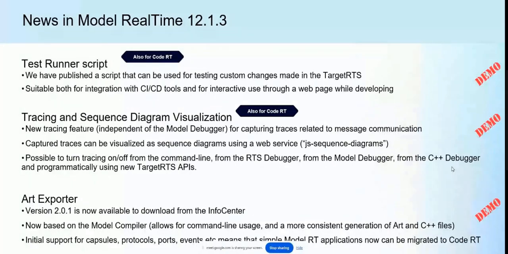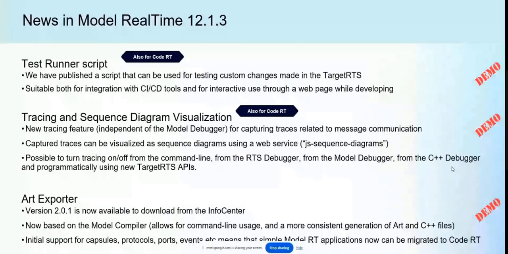So it's implemented purely in the target RTS, and it captures traces related to message communication, because that's what you show in these diagrams. Right now, we rely on an external web service called JS Sequence Diagrams for visualizing the trace. And you can turn this tracing on and off in a variety of ways, including the RTS debugger, model debugger, even from a C++ debugger, or programmatically using APIs from the target RTS.